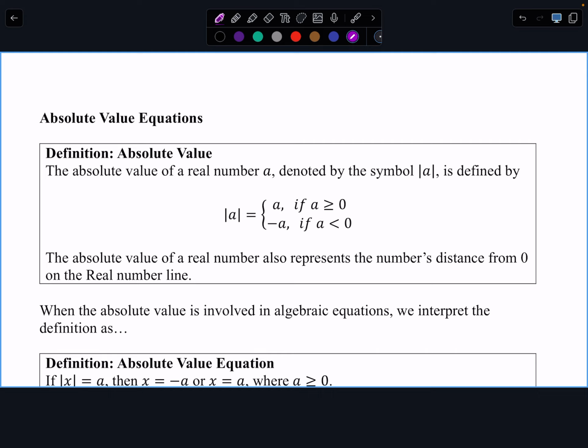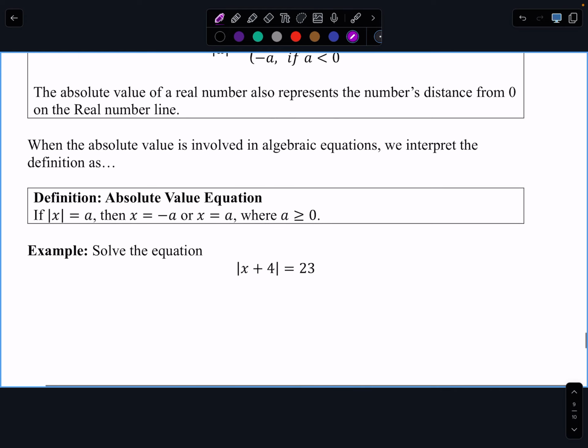Okay, so since the absolute value of a number represents a distance, it will always be positive, right? Distance is always positive. So when the absolute value is involved in algebraic equations, we interpret the definition as: if the absolute value of x is equal to a, then x is equal to negative a, or x is equal to positive a, where a is greater than or equal to 0.